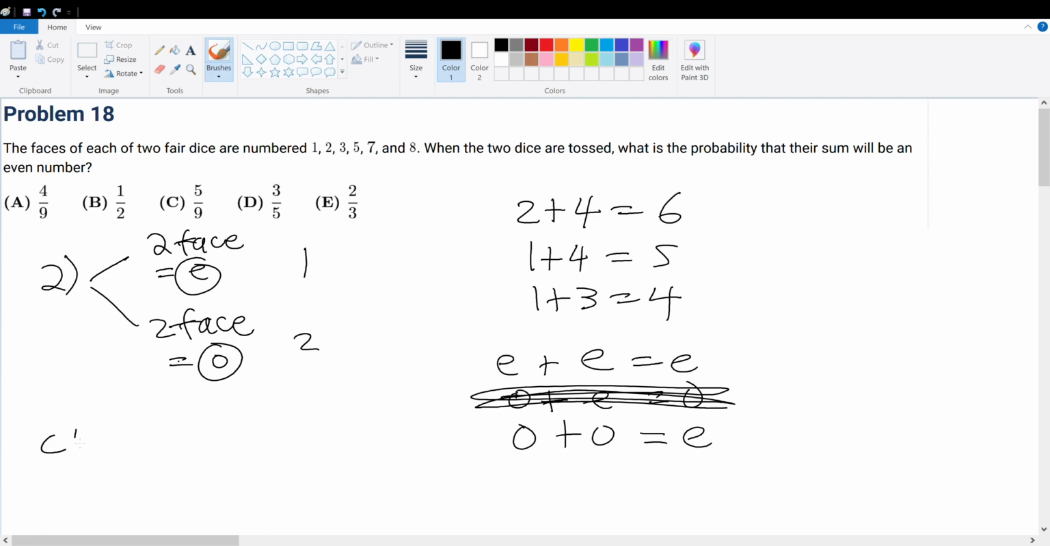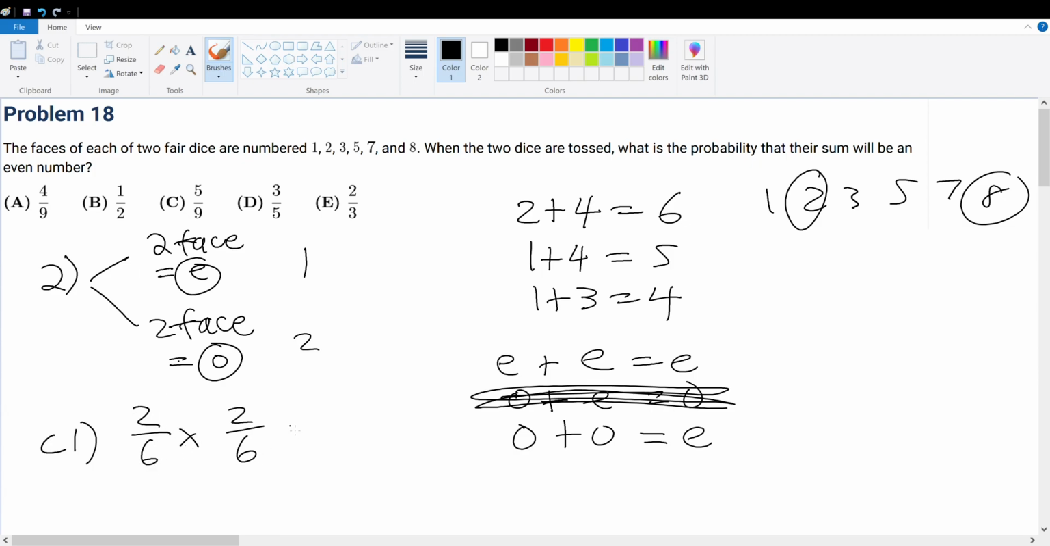For case 1, what is the probability that the two faces are even? Well, from 1, 2, 3, 5, 7, and 8, I only have 2 even numbers here. And there's 6 total numbers, so 2 over 6 for the first die, and 2 over 6 for the second die. That's equal to 1/3 squared, which is equal to 1 over 9.